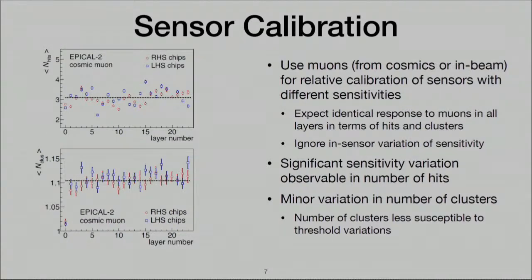At the moment, we still ignore the in-sensor variation of sensitivity that might be there. We haven't even looked at that, so there is a potential for improvement if the sensitivity varies with position on the sensor. There's much less sensitivity to these variations in the number of clusters. We have a clusterization to find, in fact, the equivalent of tracks, clusters of hits. There, of course, this varies very little, so this is much less sensitive to gain variations or threshold variations.